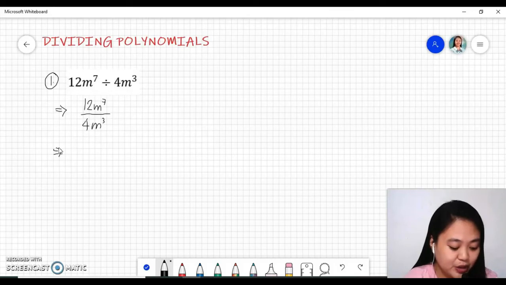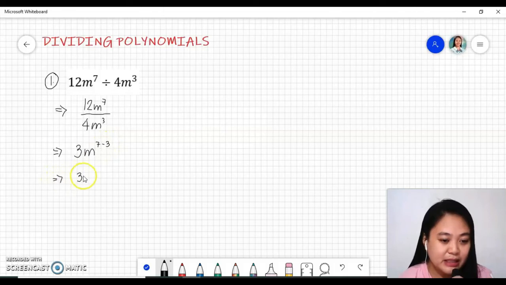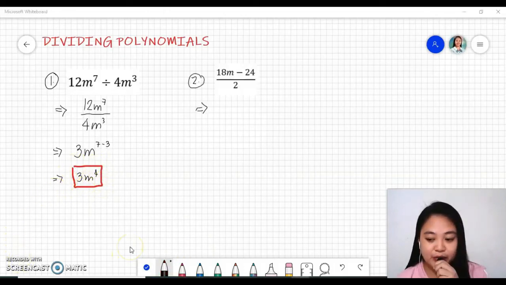Then simplify the numerical coefficients. The numerical coefficients, 12 divided by 4 is 3. Yes, you're right. Then, based on the laws of exponent, you will subtract the exponents. 7 minus 3. So, 7 minus 3 is, yes, 4. m to the 4th. And that is now our answer. 3m to the 4th. Now, let's move on to example number 2.